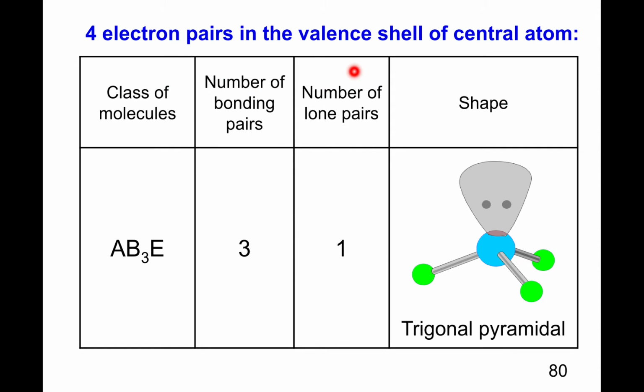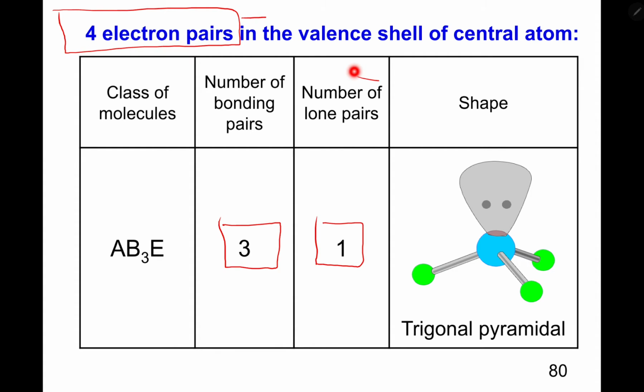And then trigonal pyramidal. Okay, trigonal pyramidal is when we have 3 bonding pairs and 1 lone pair. That means we have 4 electron pairs. So 4 electron pairs means the electron pair arrangement is tetrahedral.